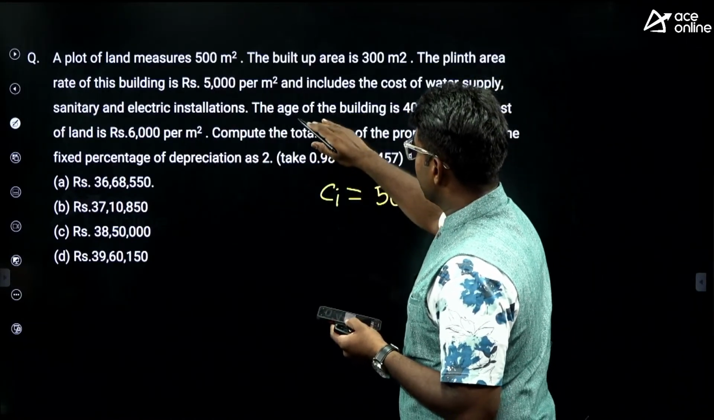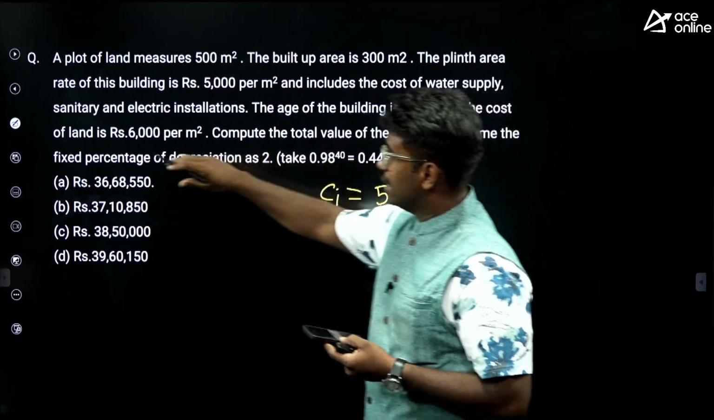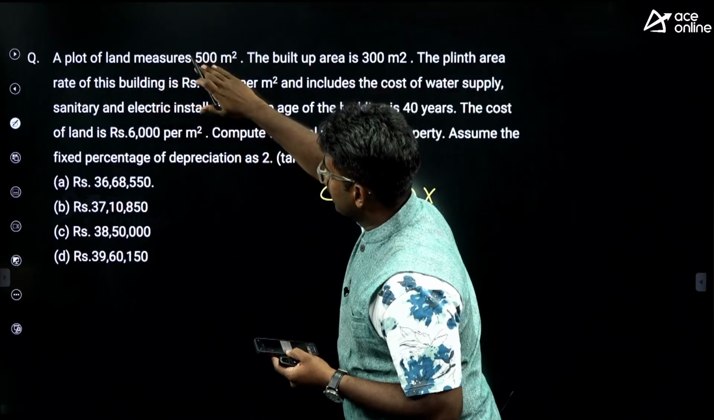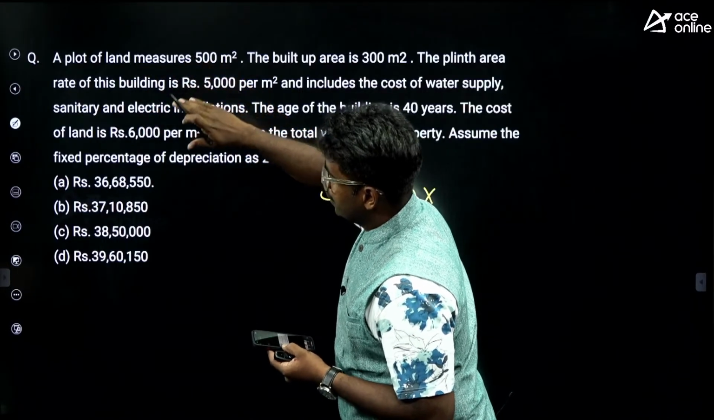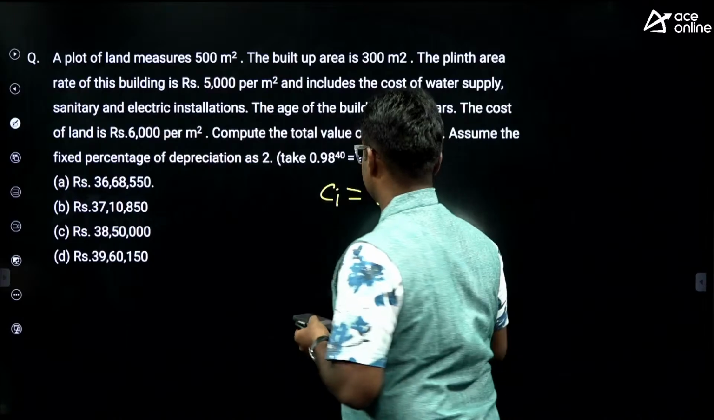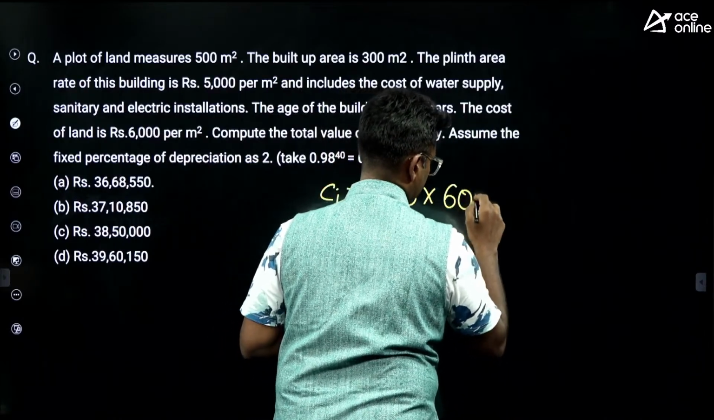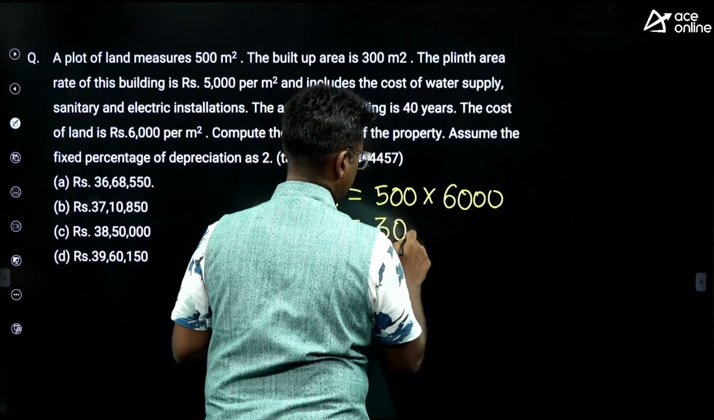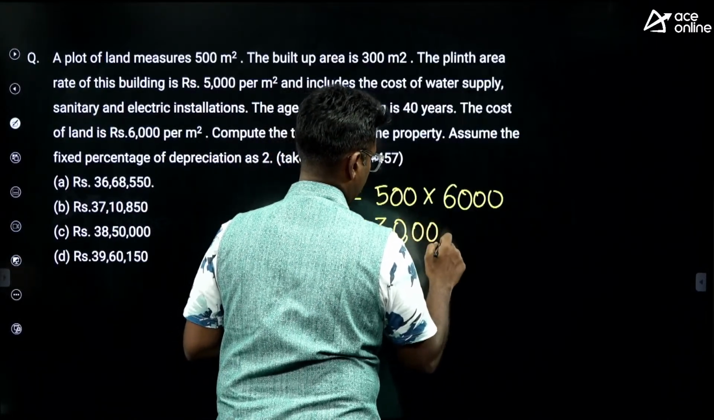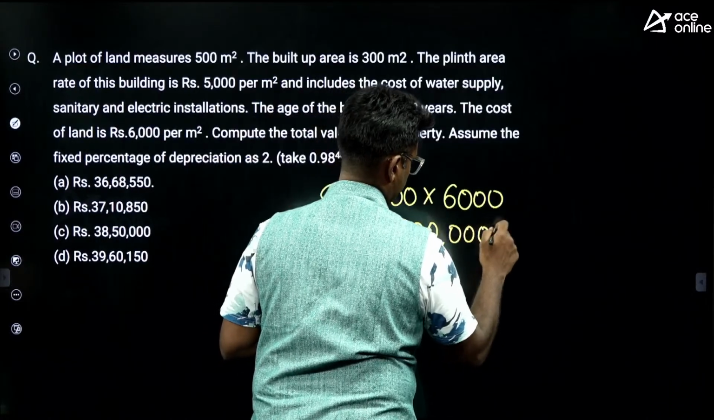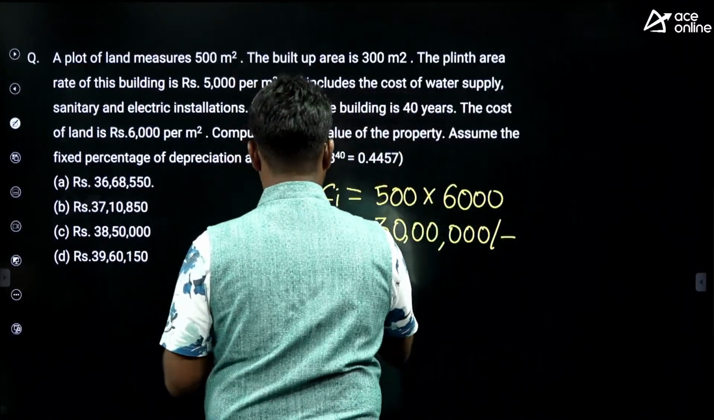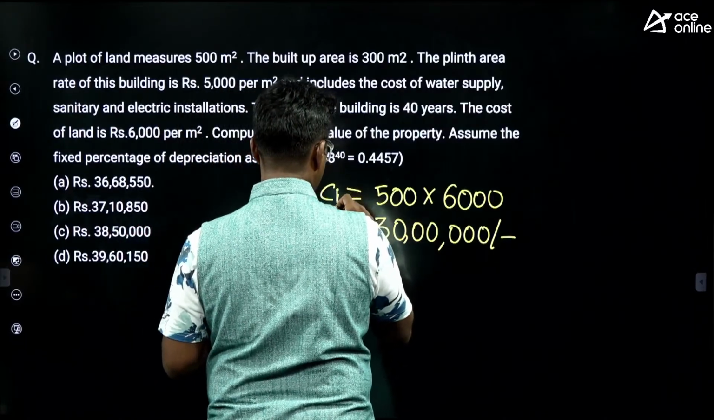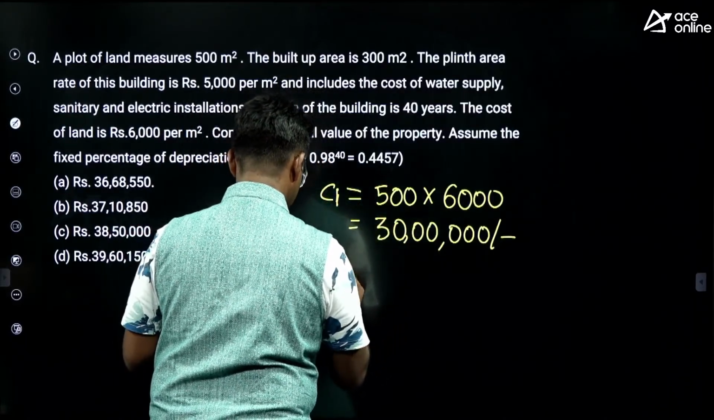What is that telling? The age of the building is 40 years. The cost of land, what are we calculating? Built up land, 500 square meters of land. The rate of land is 6,000. If we calculate, how much? 30 lakhs. This is C1.